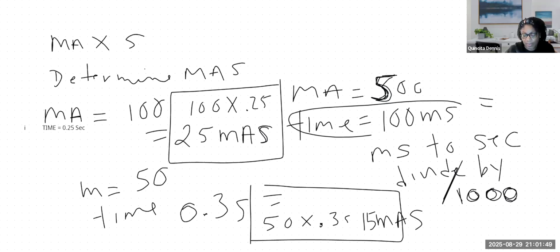All right, we have to deal with this milliseconds first. So 100 divided by 1000, or you can always move your decimal point 3 places, 1, 2, 3. And that's 0.1. So 500 times 0.1 gives us 50, I believe.